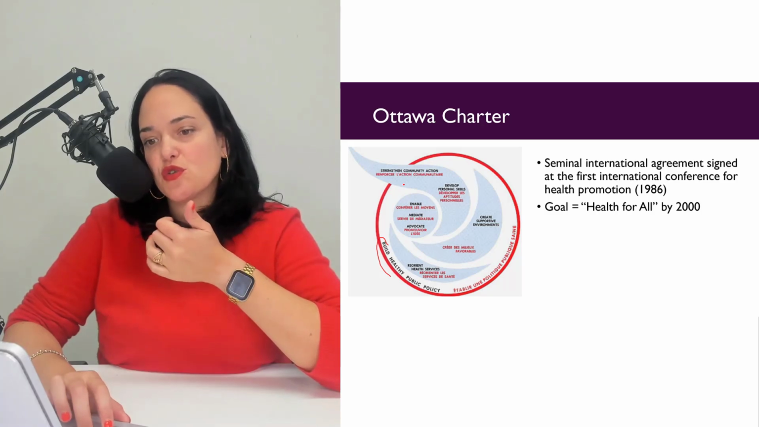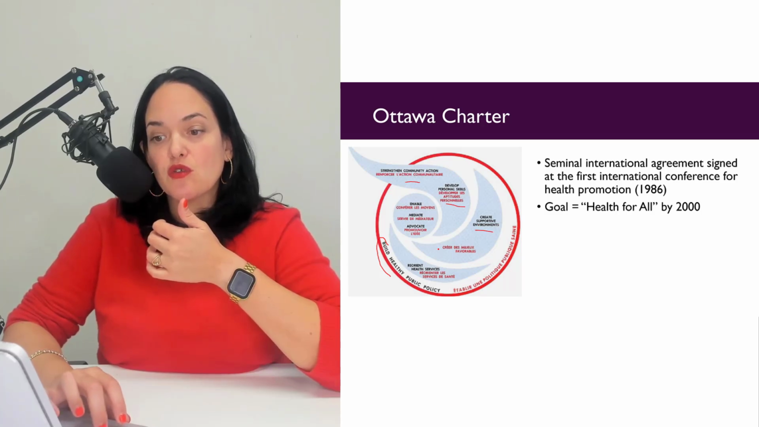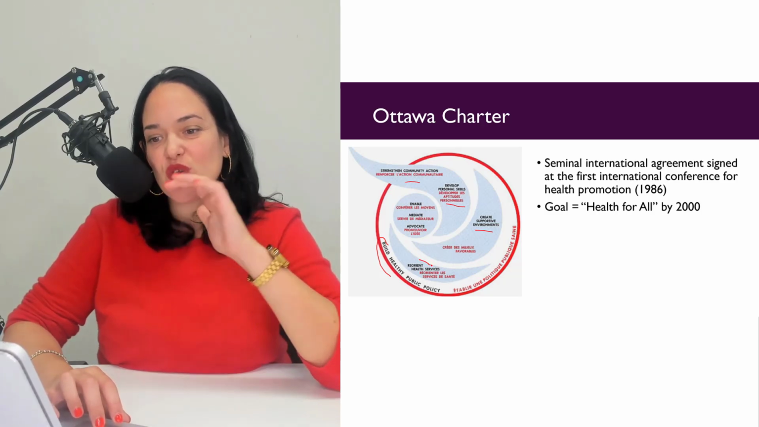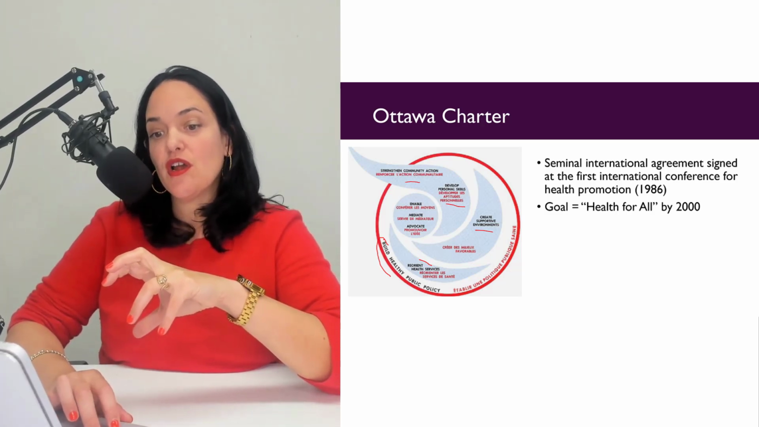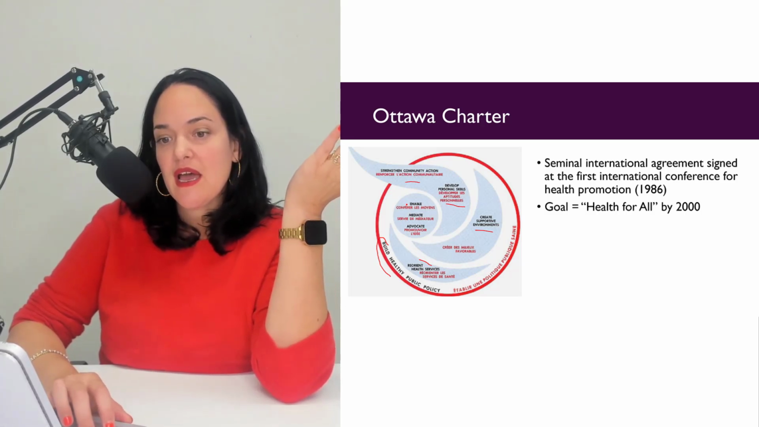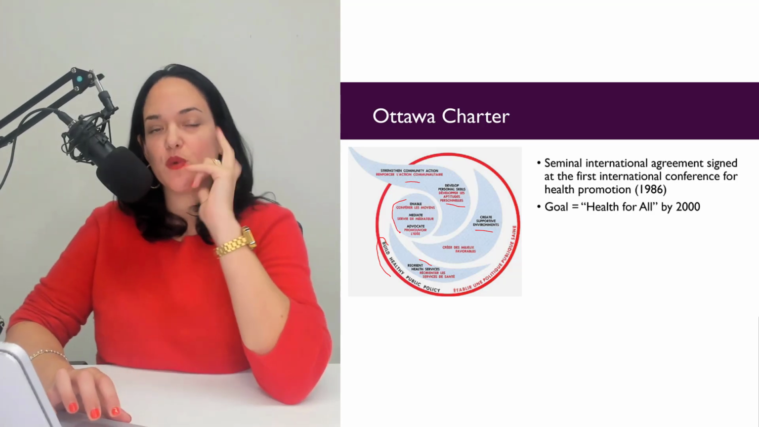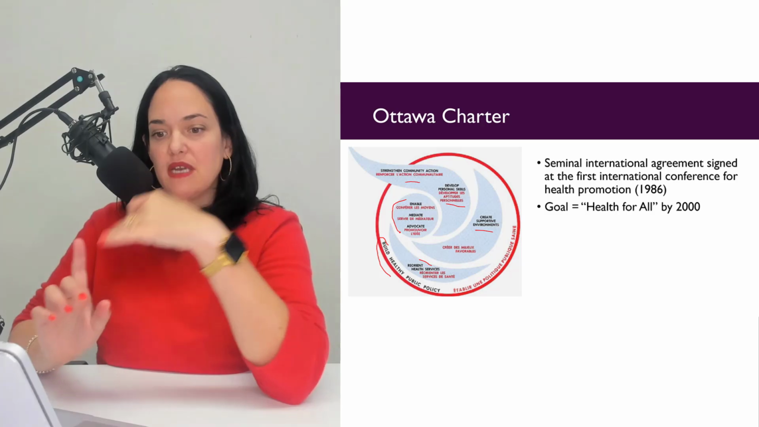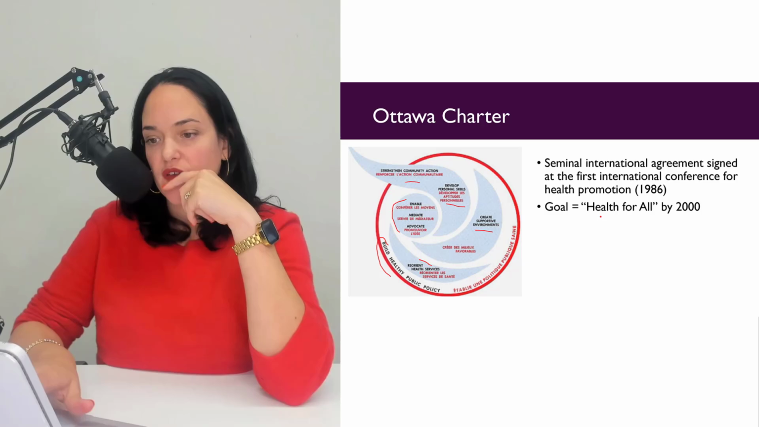So this graphic also shows you the ways we go about doing health promotion, which is by strengthening community action, developing personal skills, creating a supportive environment, reorienting health services. Those are 4 of the 5 main action areas of the Ottawa Charter. The fifth one, and arguably the most important one, is building healthy public policy. And then this graphic also shows us our 3 ways of doing health promotion too, which is enable, mediate, and advocate. So in this lesson, I'm going to go through all these different parts of the Ottawa Charter.